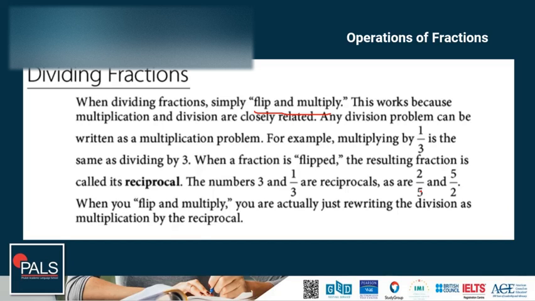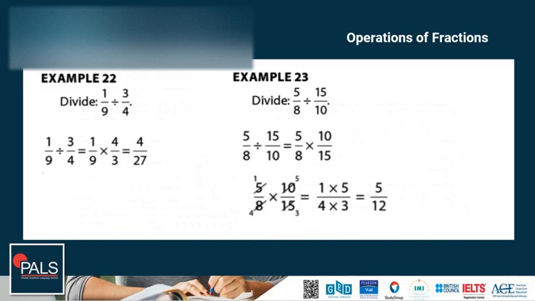When a fraction is flipped, the resulting fraction is called its reciprocal. Okay, I want you to take note of this term, reciprocal. Okay, the numbers 3 and 1/3 are reciprocals. When you flip and multiply, you are actually just rewriting the division as multiplication by the reciprocal. This one is easy to understand by looking at the example. Okay, let's proceed to the example. Example 22, divide 1 over 9 divided by 3 over 4.